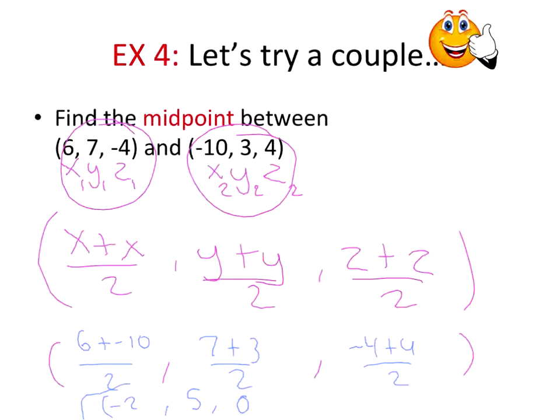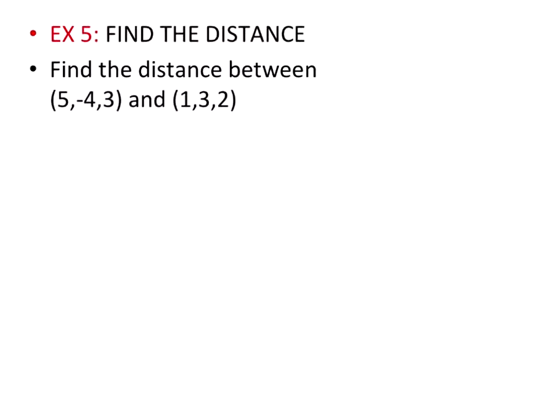Any questions? How do we do? So taking our x's, dividing it in half, y's divide by half, and z's divide by half. So Neil, you just have to relook at the first one, because 6 plus negative 10 is negative 4, but then you just needed to divide by the 2. Okay, good job. So now we're going to try distance.